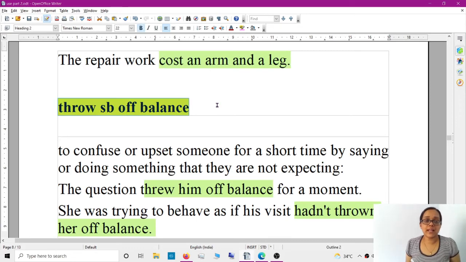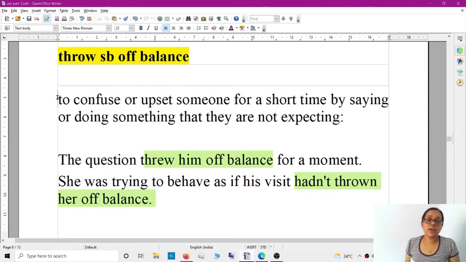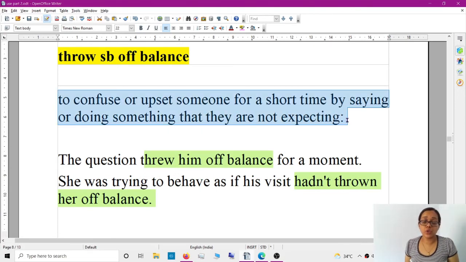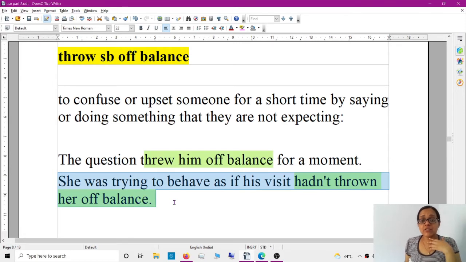Throw somebody off balance means to confuse or upset someone for a short time by saying or doing something that they are not expecting. The question threw him off balance for a moment. She was trying to behave as if his visit hadn't thrown her off balance.